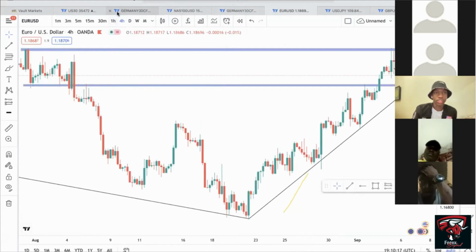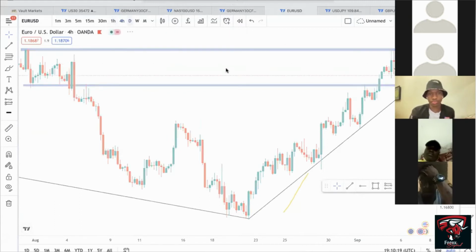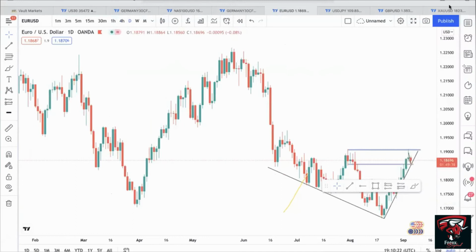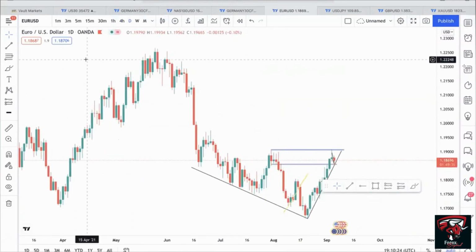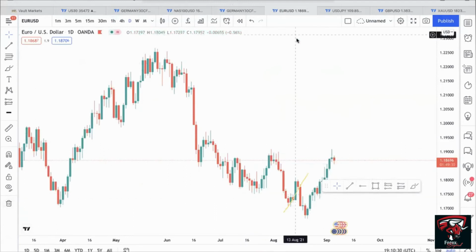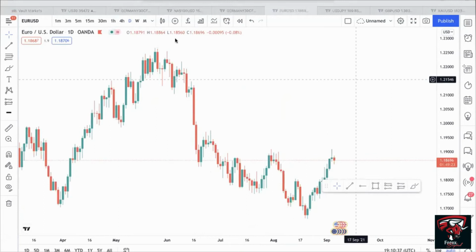Okay, let's go a bit into currencies. I want to delete this yellow drawing. Please be with me, guys. There we go. Okay, currencies. So, daily time frame, guys, and even on currencies, we use the same strategy. We analyze the same way.